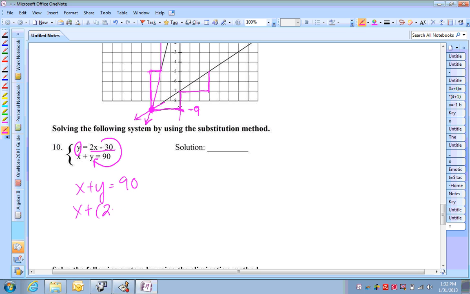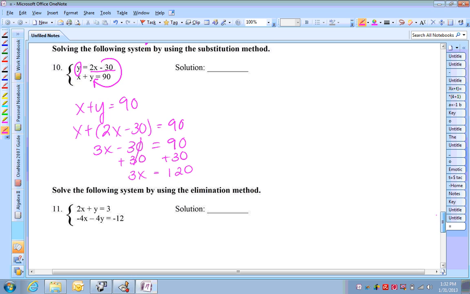So I write x plus 2x minus 30 equals 90. Now I combine like terms, and I get 3x minus 30 equals 90. I add 30 on both sides, and I get 3x equals 120. Divide by 3, and you get x equals 40.